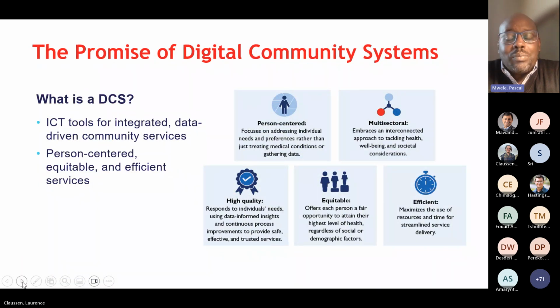What is a digital community system? It's a set of ICT tools that are providing integrated, data-driven community services. And this takes a person-centered approach. The idea behind this is that you just collect data once, and use the same platform to collect data using a multi-sectoral approach. And for community systems, you're looking at health data, social services data, different types of data. And even when we are looking at a One Health approach, there are different types of data that could be collected.